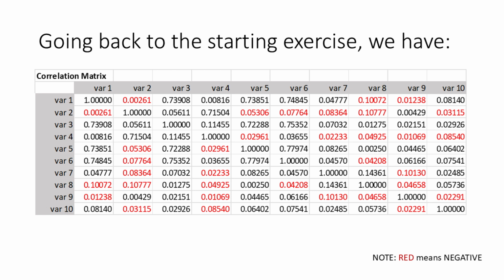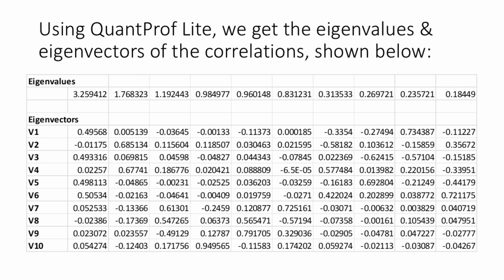So going back to the starting exercise, again we have this. Now using QuantProf Lite, we can get the eigenvalues and eigenvectors of the correlations as shown below.